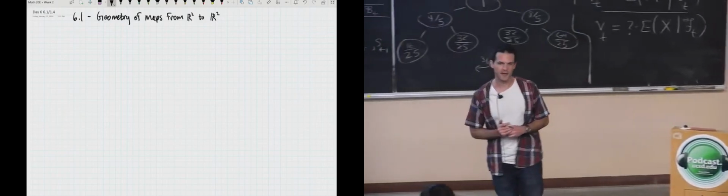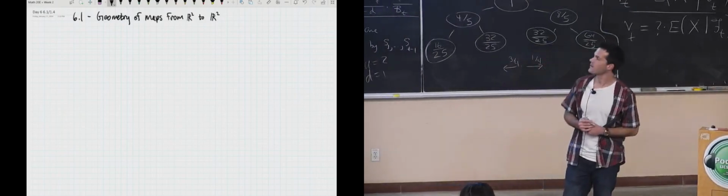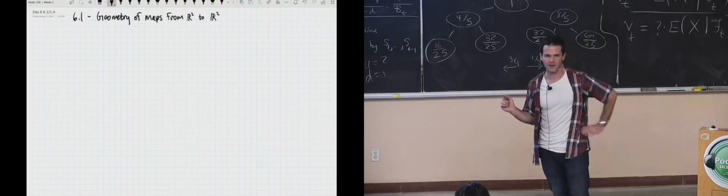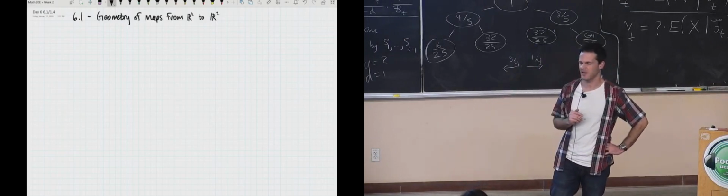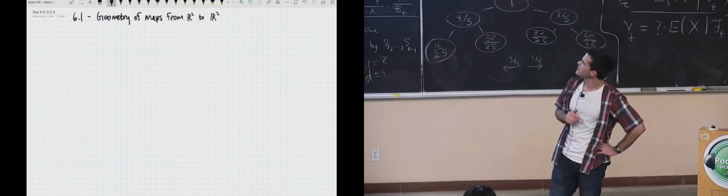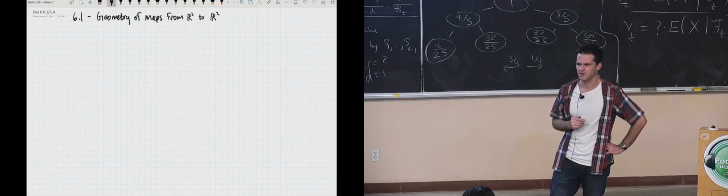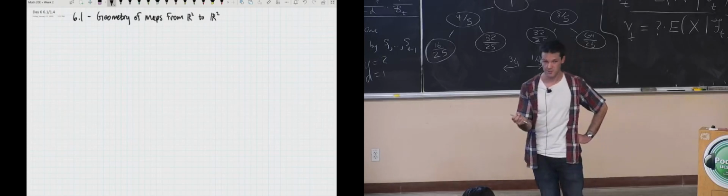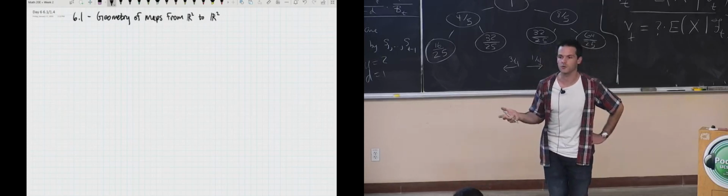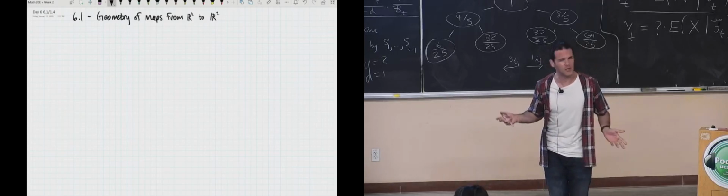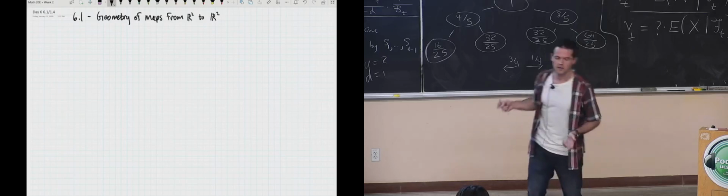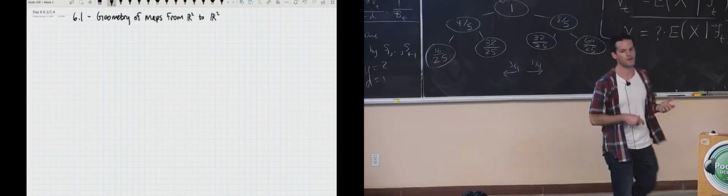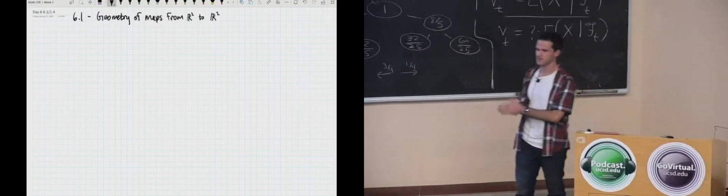So today we're going to be talking about maps from the plane to the plane. What's this? Wait, what the heck are maps? Maps are also called transformations. That's another word. And both of those words just mean functions. But we're often going to call them maps or transformations in this context.